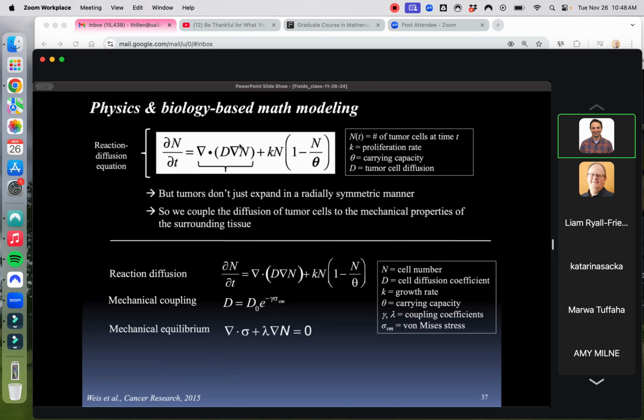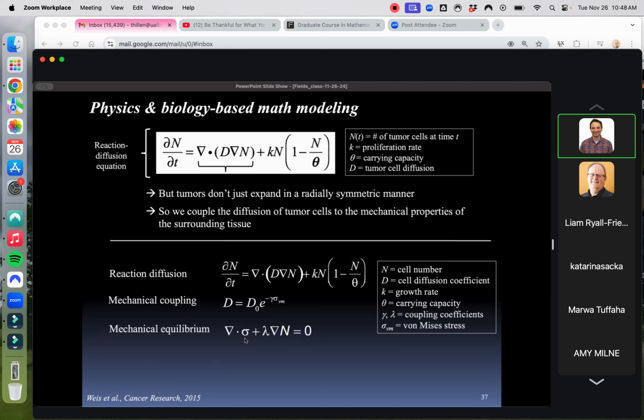And then we took this tumor cell diffusion and coupled it, or damped it exponentially, by something called the von Mises stress right here. So this is our equilibrium equation right here. The divergence of the Cauchy stress tensor is proportional to the change in cell number. And so we can solve this differential equation because we're getting our N estimate from our diffusion data.